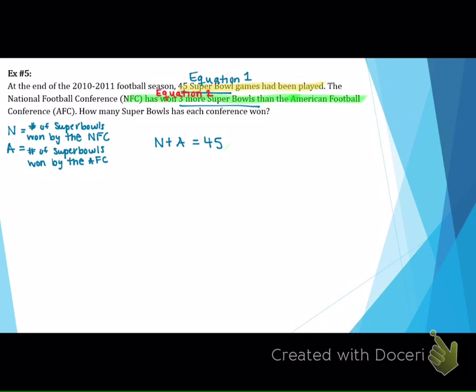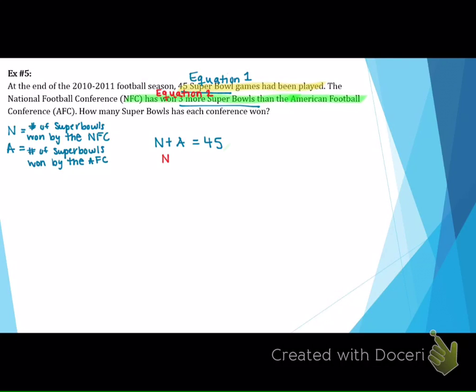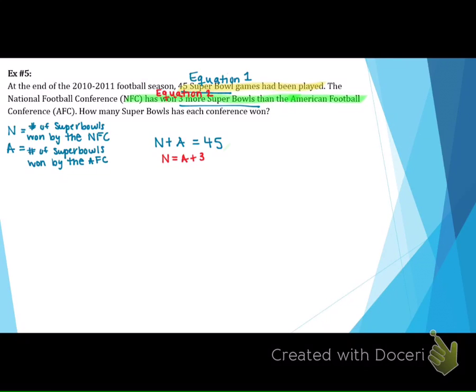So the NFC has won 3 more Super Bowls than the American Football Conference. How could we write that equation? Okay, Kelly, what are you thinking? N equals A plus 3. So let's make sure this makes sense, because a lot of you guys are going to do N plus 3 equals A. Is what I'll see a lot with you guys. So you need the NFC to have more or less than the AFC. If the NFC has won 3 more Super Bowls, will they have more or less wins?